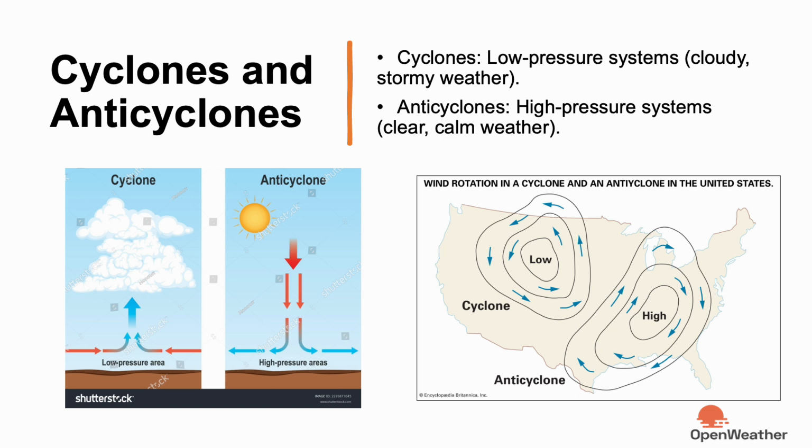Cyclones and anticyclones are large-scale systems that greatly influence our weather. Cyclones form in areas of low pressure and can bring storms, while anticyclones form in areas of high pressure and usually bring clear skies.